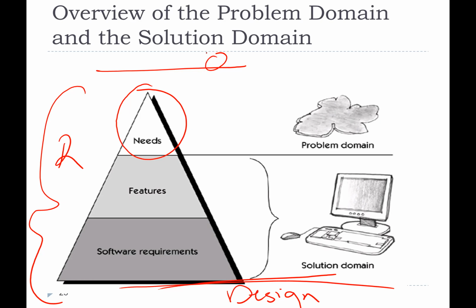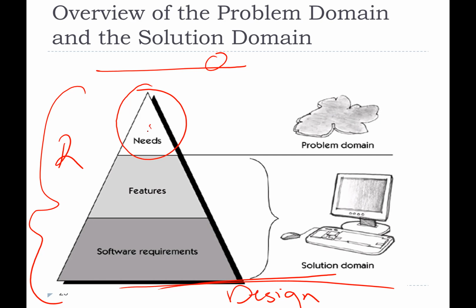I need this, I need that, the students are suffering with the registration, this is slow, we have a lot of conflict in the schedule. They're telling us the needs. From these statements, they've given us 100% a problem, 0% a solution.